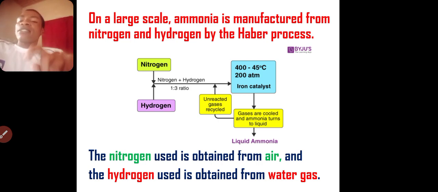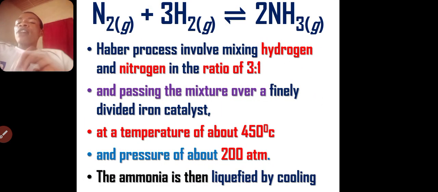This Haber process involved the use of nitrogen and hydrogen direct combination to make ammonia. The nitrogen that is being used in this place is obtained from air, because air is a very cheap source of raw material, and the hydrogen that is used is obtained from water gas. How then do we utilize this raw material to manufacture ammonia? You make ammonia by reacting 3 parts of hydrogen with 1 part of nitrogen to form ammonia.